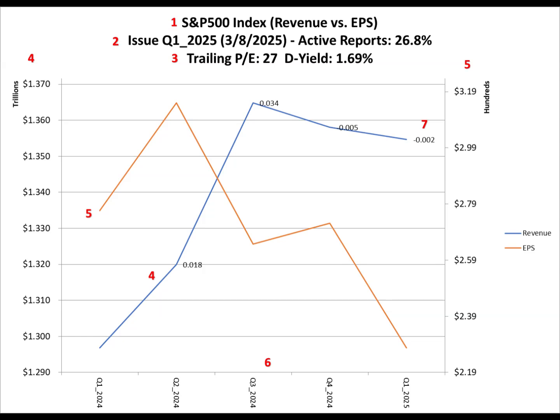Number 3, supplemental metrics. These may include price-to-earnings ratio and dividend yield if available. The price-to-earnings ratio, if available, represents a 12-month trailing average. The dividend yield, if available, represents the total dividends for the last 12 months divided by the aggregate share price at the time of the video.